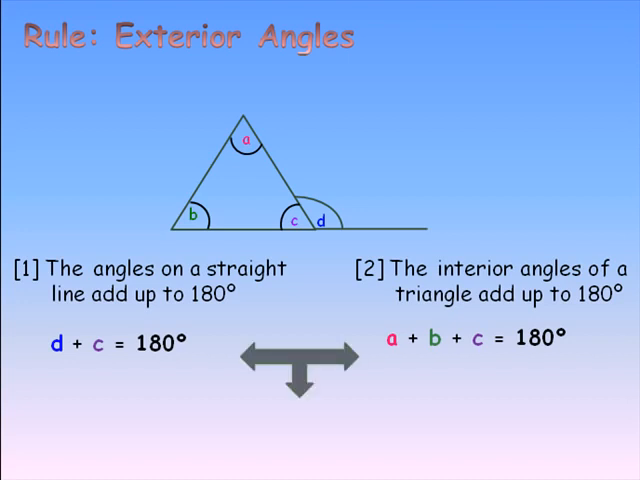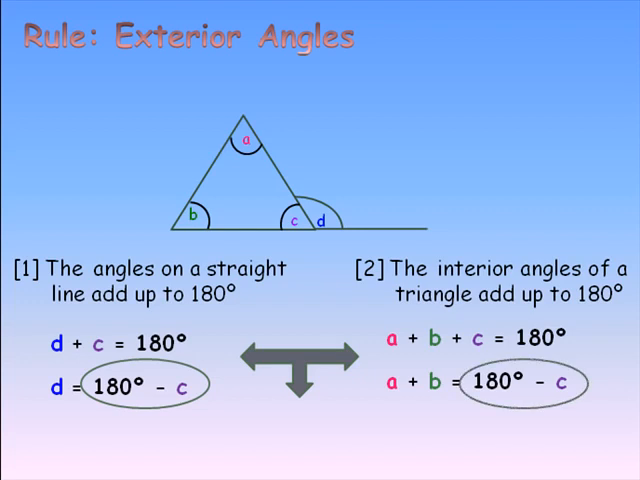So using some simple algebra, on the left-hand side, we are going to try and put the C onto the side with the 180 degrees. In order to do that, I have to change the sign of the C from a positive to a negative because I've taken it over the equal sign. So I get D equals 180 degrees minus C. I do exactly the same thing on this side. So I get A plus B equals 180 degrees minus C. Now what I can notice is that both equations actually equal the same thing, which is 180 degrees minus C. So using some simple substitution, I can simply write D equals A plus B.